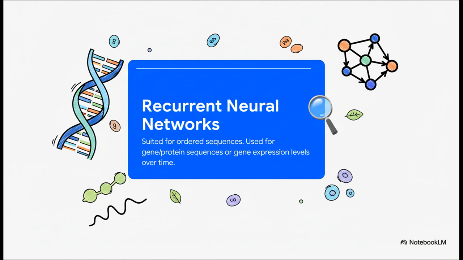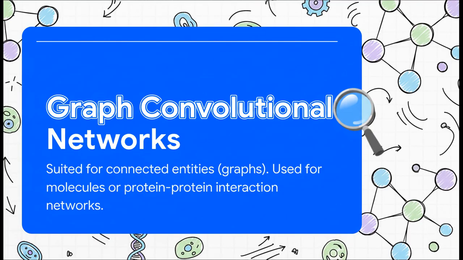a period of time. And finally, for data where it's all about the connections and the relationships between different entities, we use what are called graph convolutional networks, or GCNs. This is the ideal way to model things like protein-protein interaction networks, or even the structure of a molecule, where the whole network of atoms and bonds is what defines its properties.